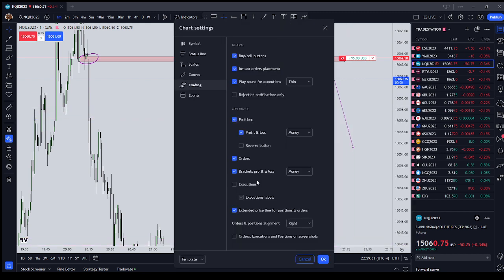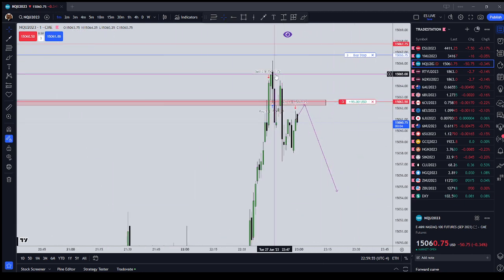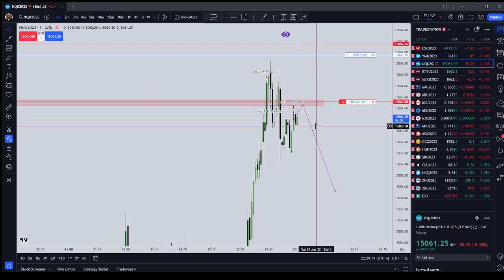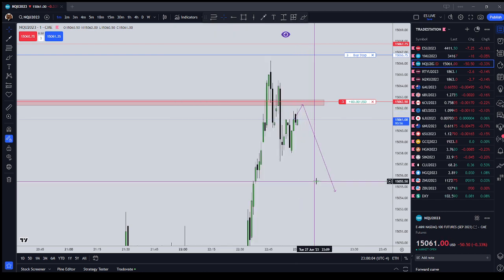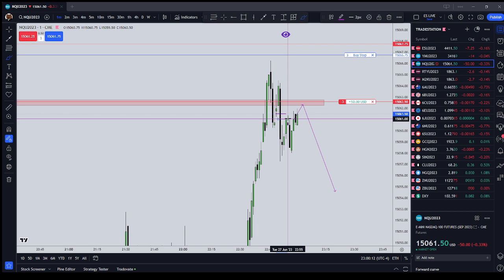I added on. Okay, you see I added on. Okay, I'm short three. We'll look at the executions later. Came up to this buy side inefficiency plus spread.